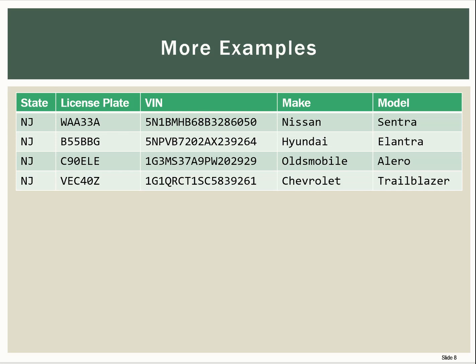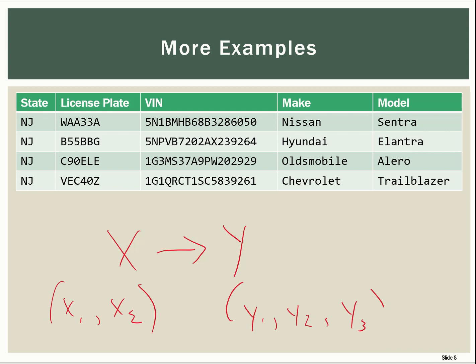So keeping in mind that when you say a functional dependency and you say X functionally determines Y, that X is a set of attributes, so it could be something like X1, X2, and Y is also a set. That could be Y1, Y2, Y3, etc. So knowing that that's the form of a functional dependency, take a few moments and look at this slide and see if you can determine which functional dependencies you can find.